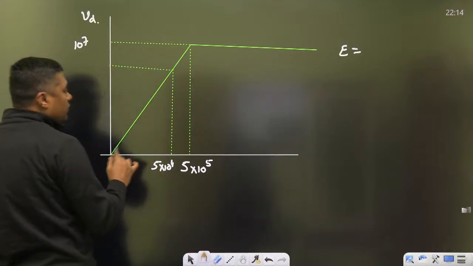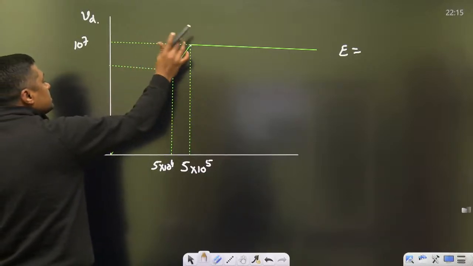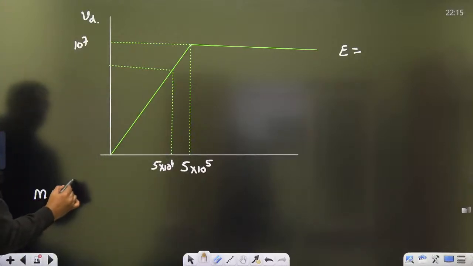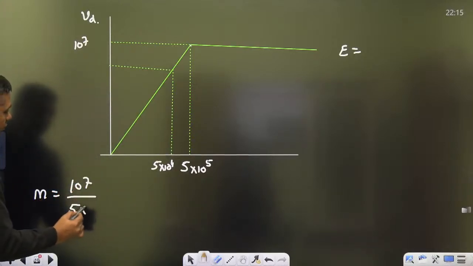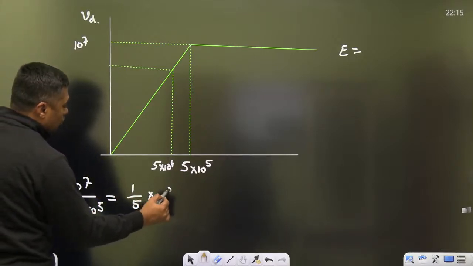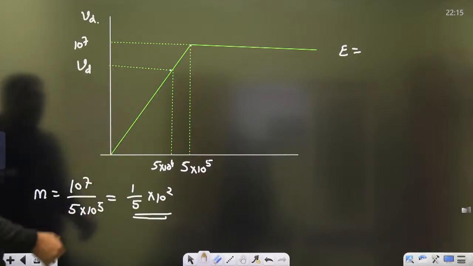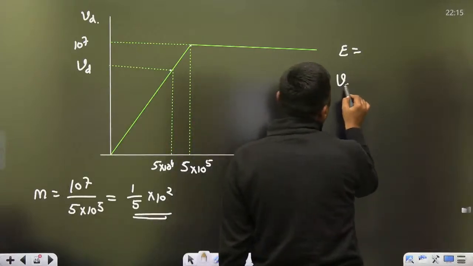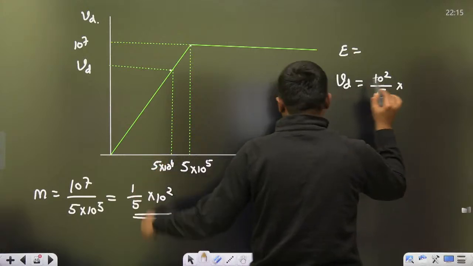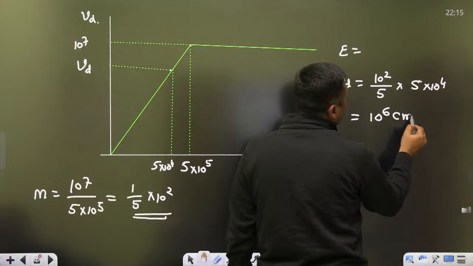How can we find it? First of all, you have to find the slope of this line. The slope is the change in y, y2 minus y1, upon x2 minus x1. So what is the slope here? I have 10 to the power 7 upon 5 into 10 to the power 5, and that is 1 by 5 into 10 to the power 2. That is the slope. Now at this point, what is the drift velocity? You can find it as the slope multiplied by the electric field: 10 to the power 2 upon 5, into 5 into 10 to the power 4. So you will get 10 to the power 6 centimeter per second.